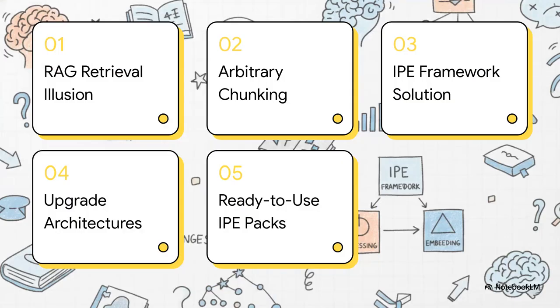So here's our roadmap for today. First, we'll look at the RAG retrieval illusion. Then we'll unpack the arbitrary chunking problem, and then we'll introduce the definitive solution, the IPE framework. After that, we'll see exactly how it upgrades 8 specific architectures. And finally, we'll check out some ready-to-use IPE packs. Let's bridge this gap together.